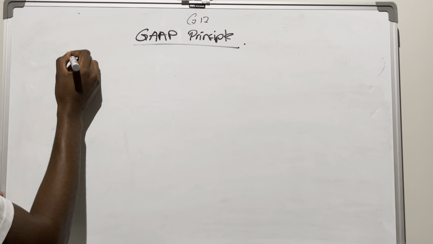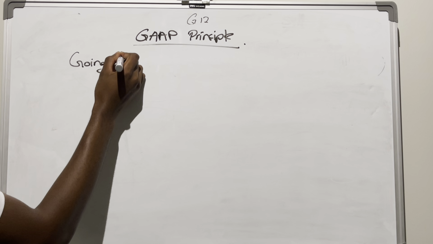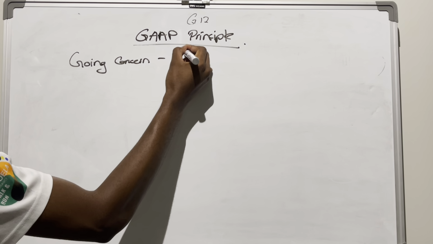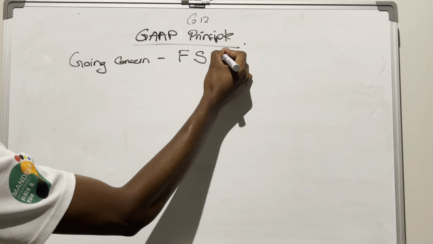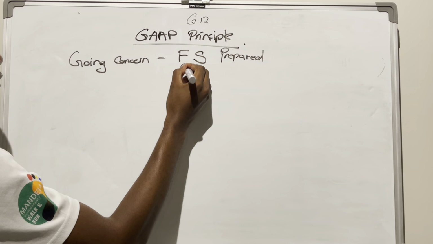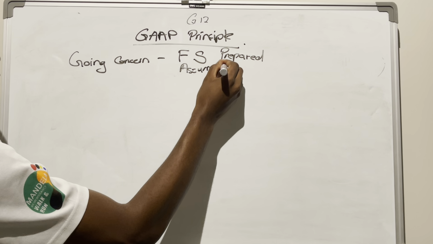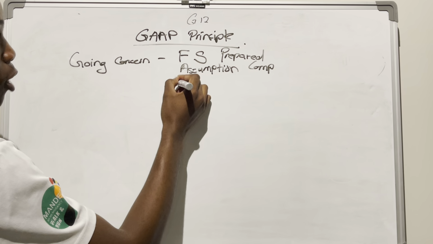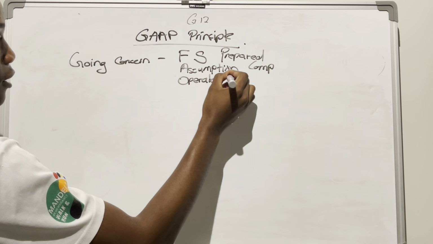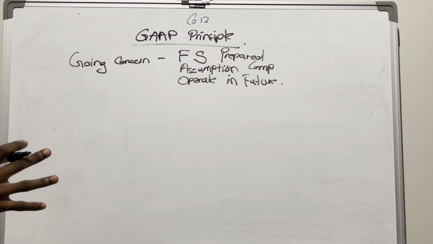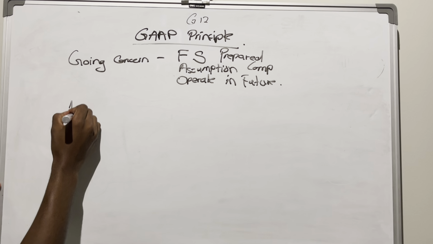We have principle number 1, going concern. What does going concern say? It says that financial statements have to be prepared under the assumption that the company will operate in the future. First principle. Second principle is historical cost.